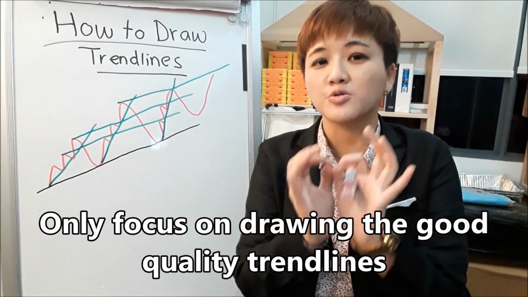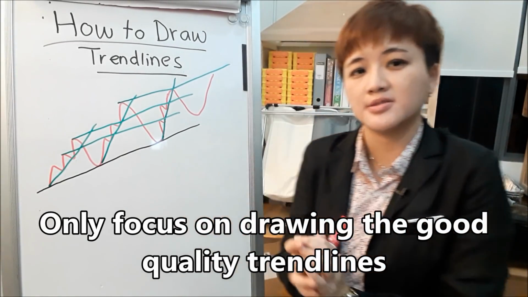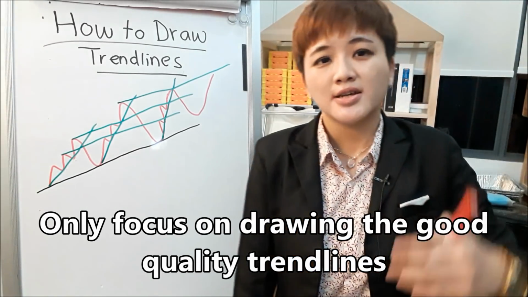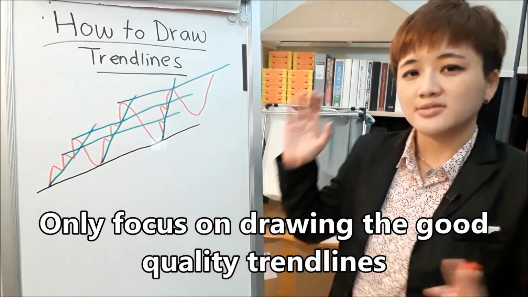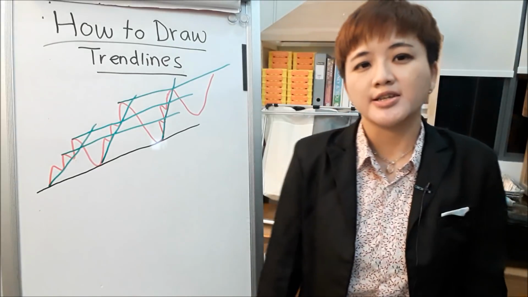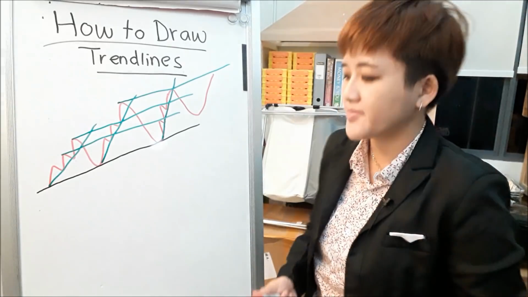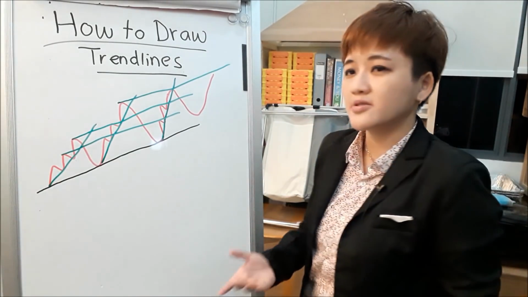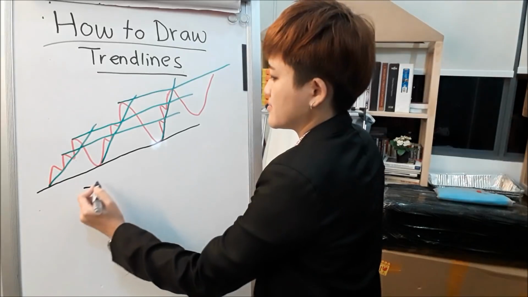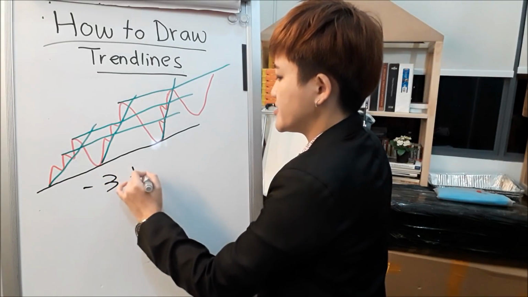Only draw the good quality trend lines, the high probability trend lines. Then the rest, just ignore it. So then the question is, what is a high quality trend line? Later on, I'm going to talk more about that. The general rule, make sure you have 3 touch points.